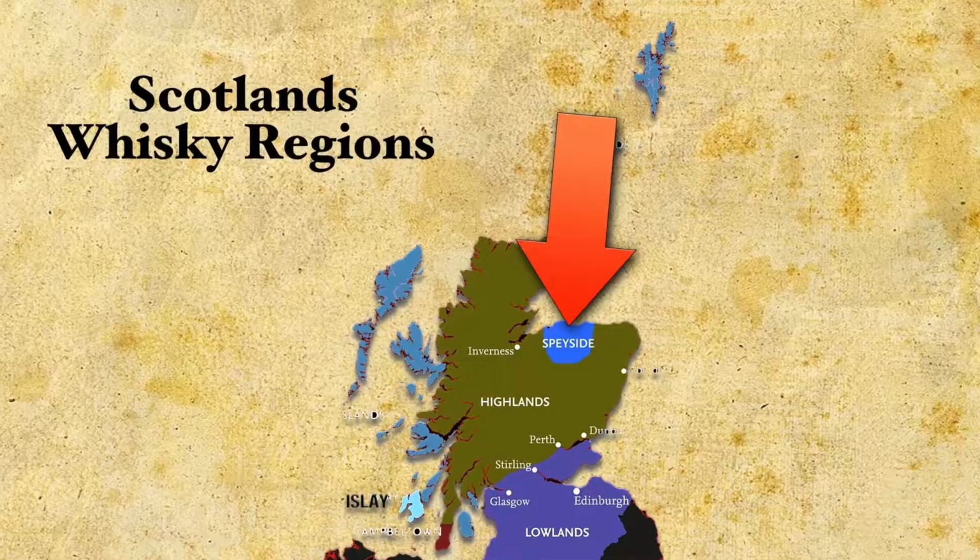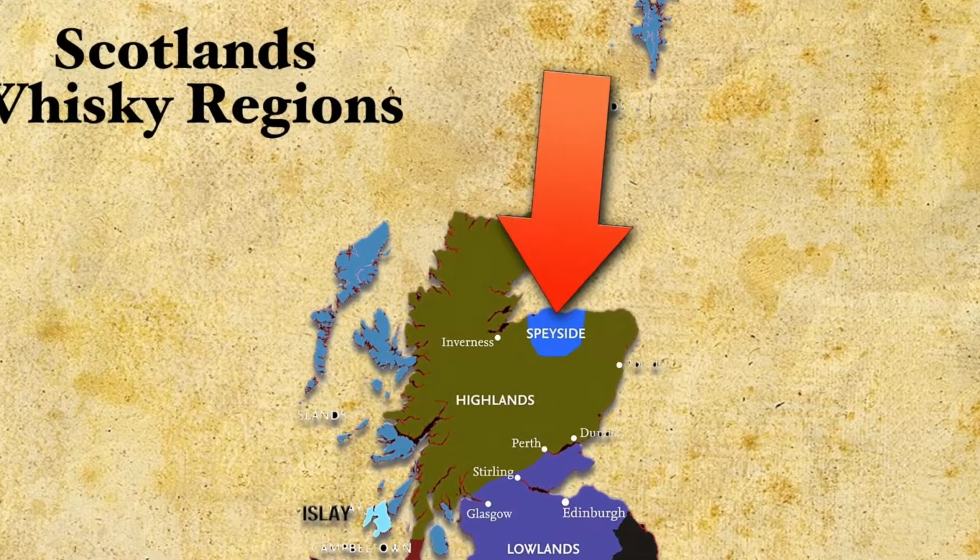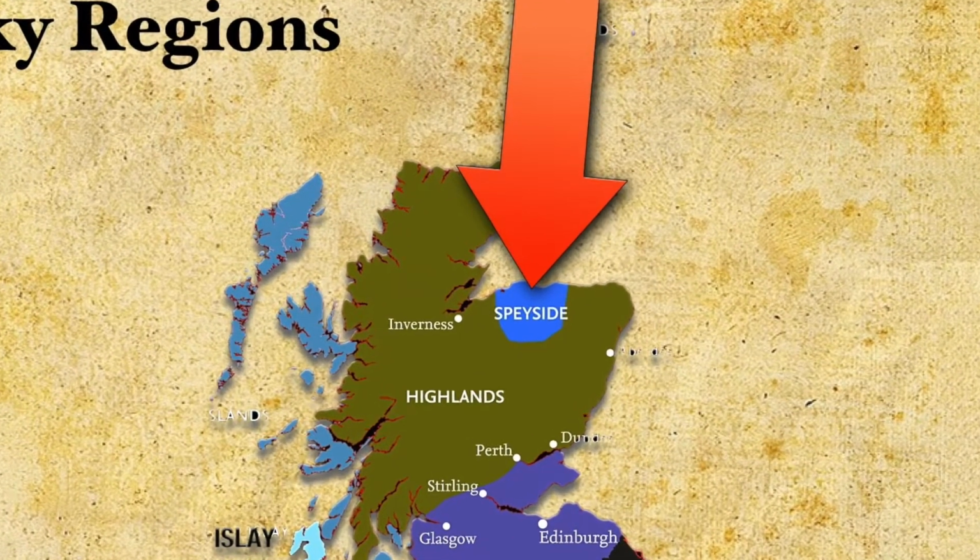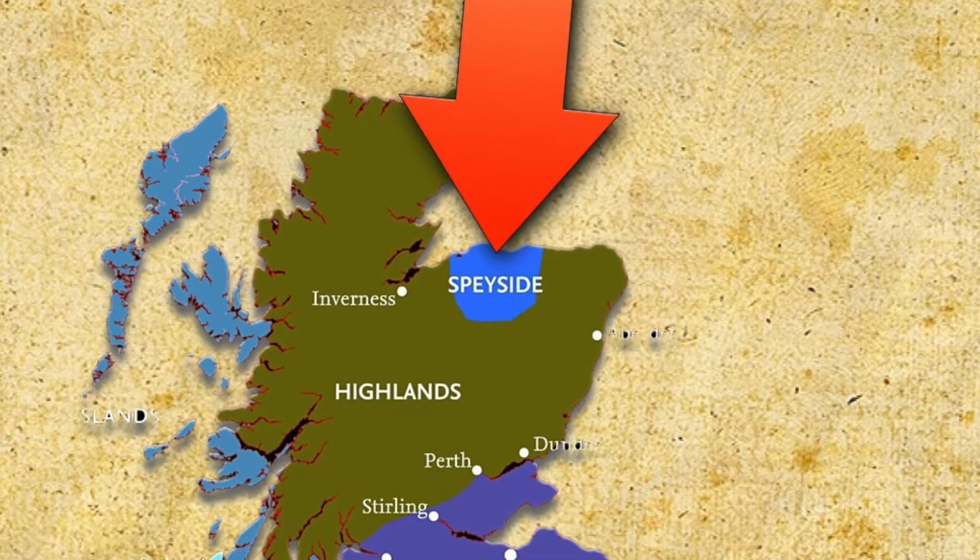Now let's talk about Speyside. Speyside is the 3rd largest area producing Scotch in Scotland, slightly smaller than the Lowlands and the Highlands. These Scotches are a little more complex, but still very smooth. Some good examples of these types of Scotches would be Macallan and Glenlivet.